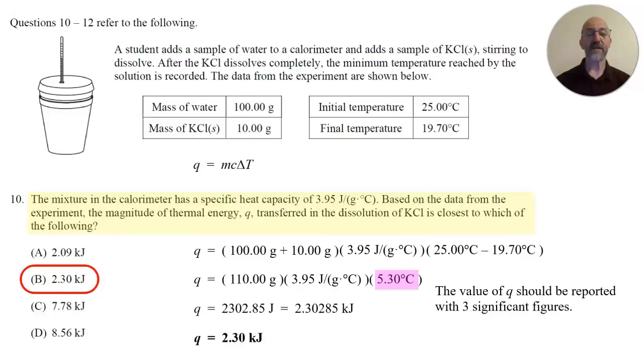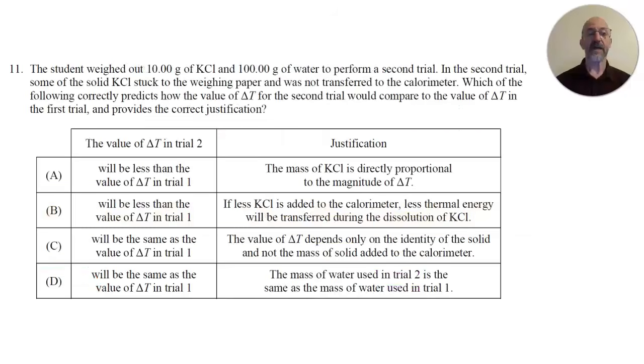Now, questions 11 and 12 will still relate to this laboratory situation. Let's go ahead and take a look at question 11. In question 11, it says that the student weighed out 10.00 grams of potassium chloride and 100.00 grams of water to perform a second trial. But in the second trial, some of the solid potassium chloride stuck to the weighing paper and was not transferred to the calorimeter. Which of the following correctly predicts how the value of delta T for the second trial would compare to the value of delta T in the first trial and provides the correct justification?